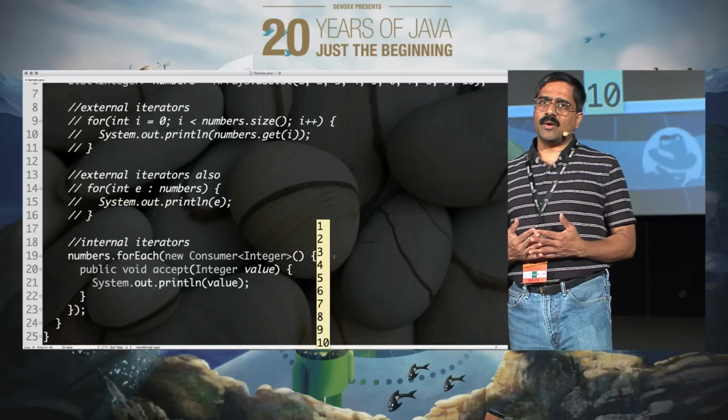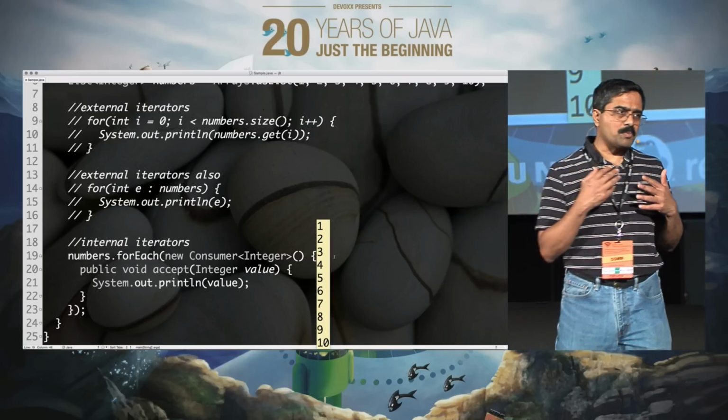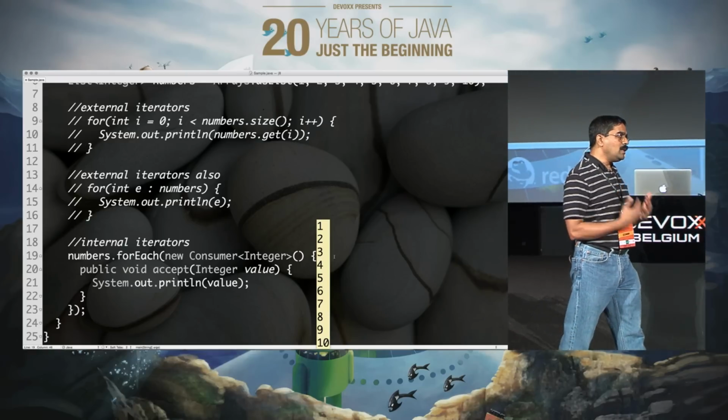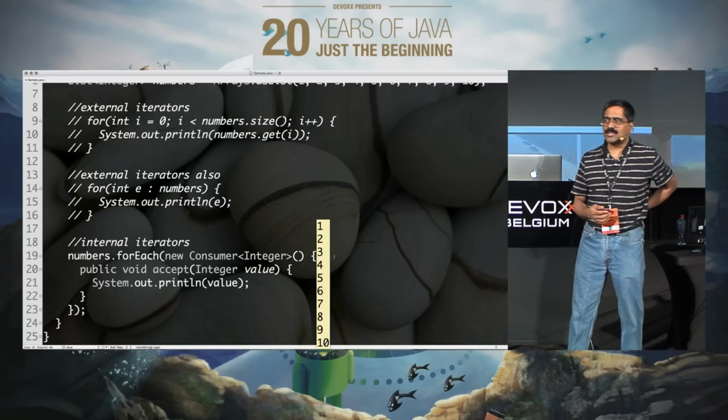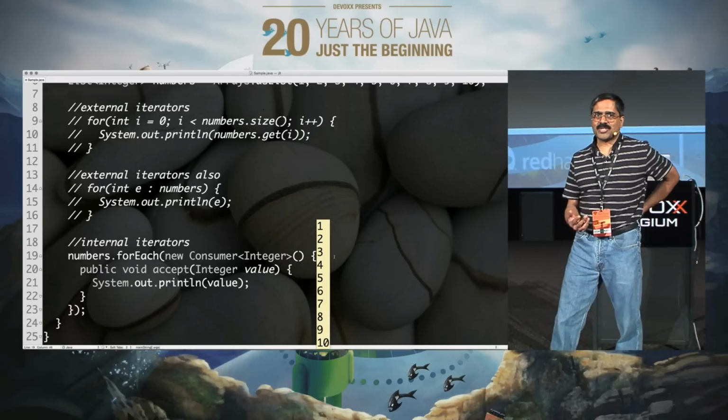But I know what you're thinking. You're thinking, gosh, this is okay, this may be better, but in order to use this, if I have to use an anonymous inner class, heck no, I'm not going to be interested in this, right?